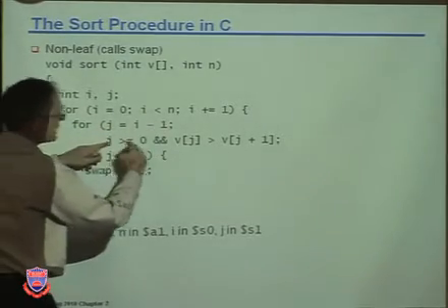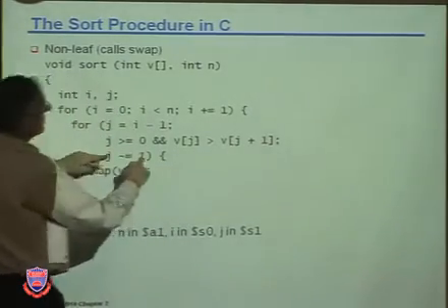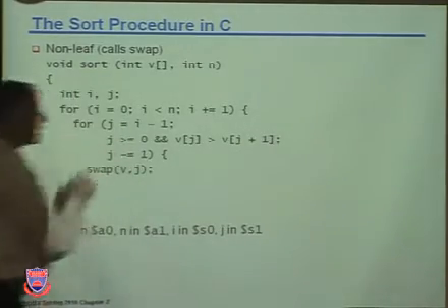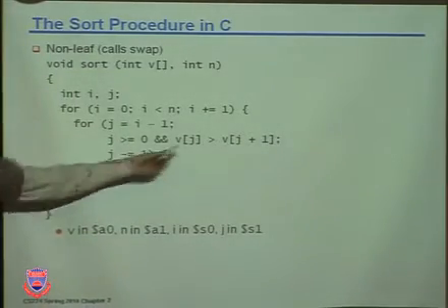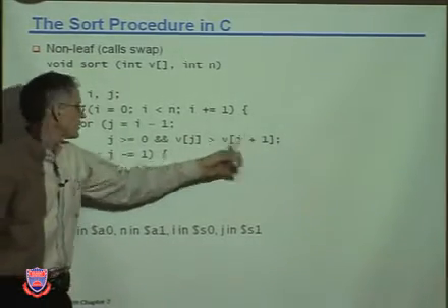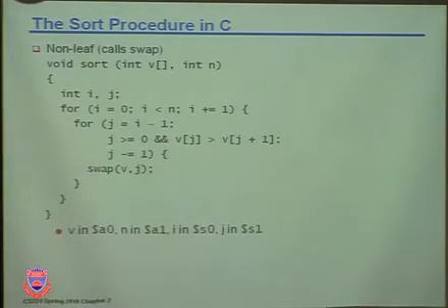This is the initial condition. This is the test condition. This is the increment condition. So we have to run this test every time we run the inner loop. Is this side greater than this side? If not, then we leave the inner loop.